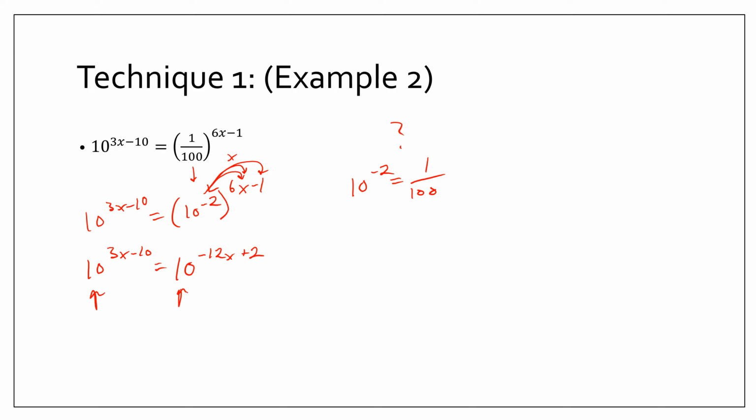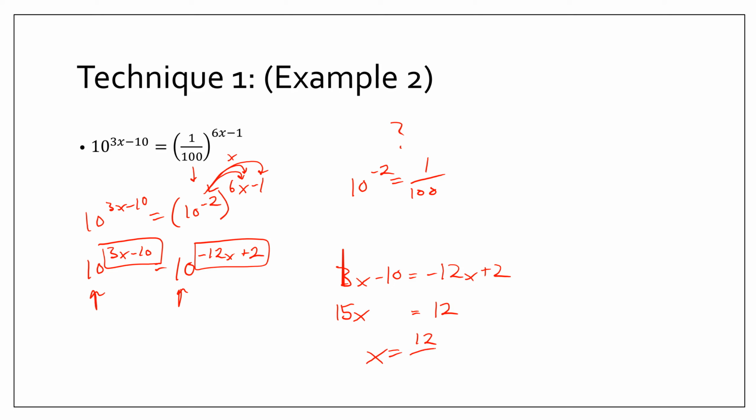Since the bases are equal to each other, I just need to make sure the exponents are equal to each other. So I need to make sure that 3x minus 10 is equal to negative 12x plus 2. And again, this is super easy at this point. Add 12x, add 10. Looks like x is equal to 12 over 15, which reduces to 4 over 5.